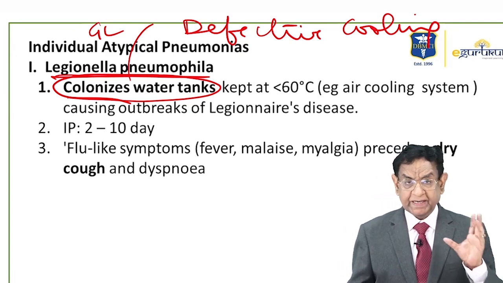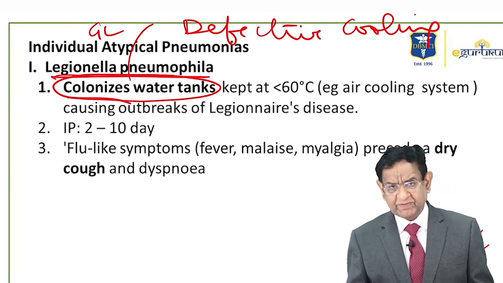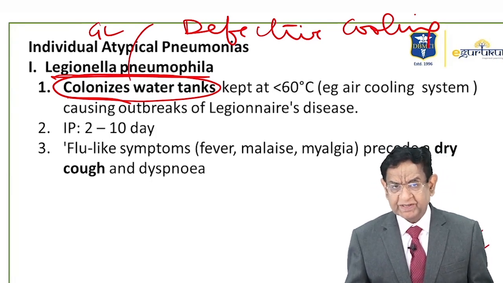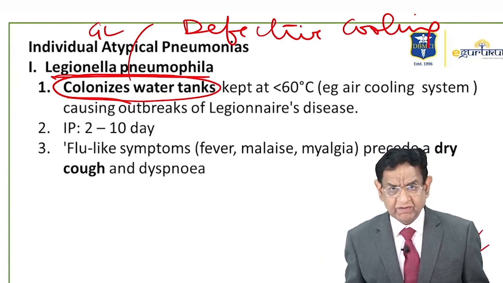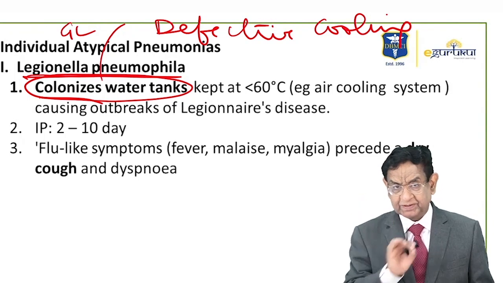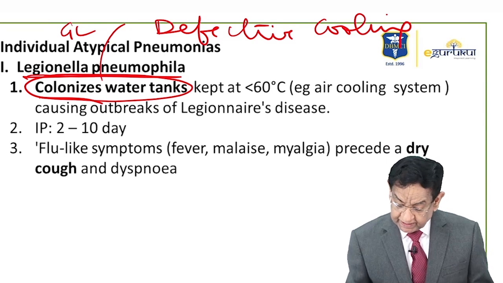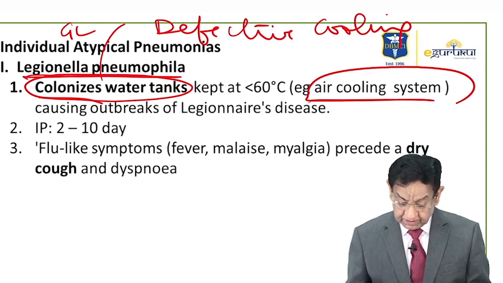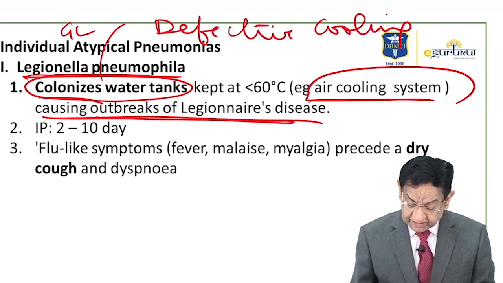The typical exam question is that a professor went for a conference, came back, and developed some infection. Maybe a defective cooling system was in the conference. That's a classical clue in your exam question. Defective water tank is Legionella. Okay, air cooling system or defective air cooling system, whatever language they use. Usually it leads to an outbreak of Legionella disease.